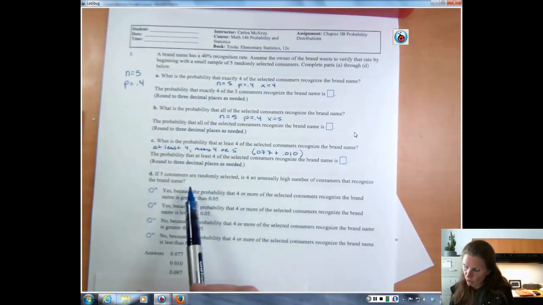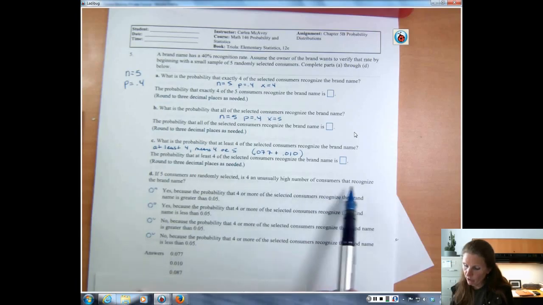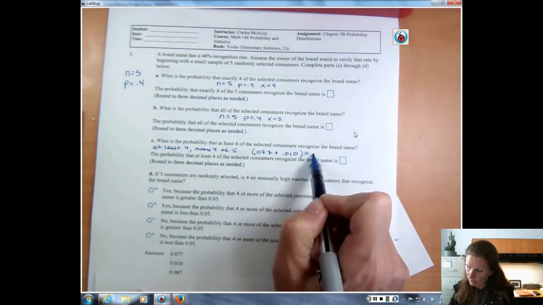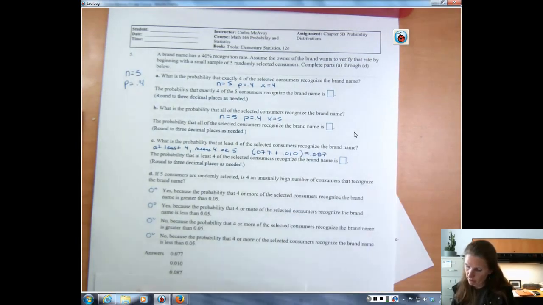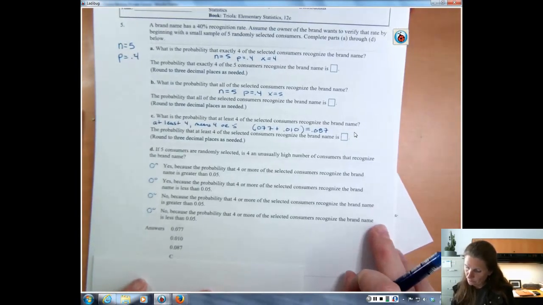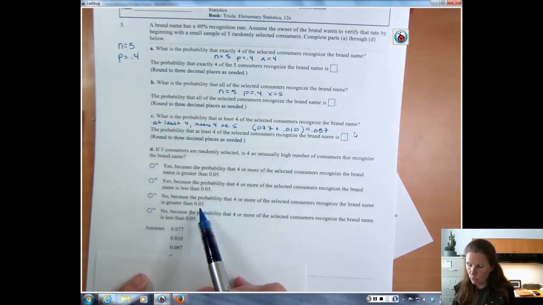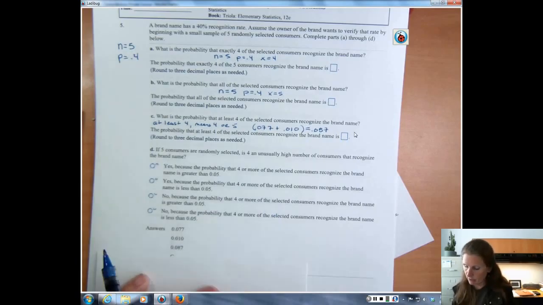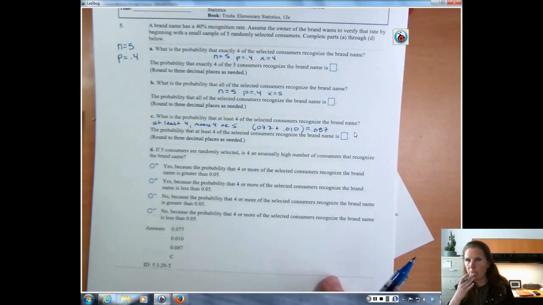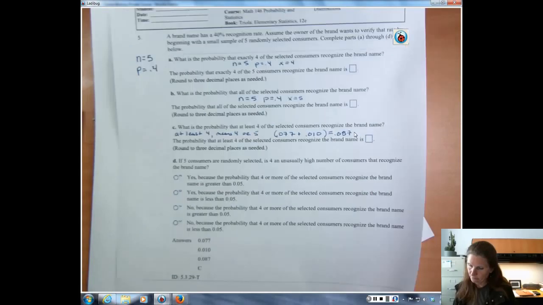If 5 customers are randomly selected, is 4 an unusually high number of consumers that recognize the brand name? Well, we added this together and I got 0.087. Is it an unusually high number? Well, you see how that probability is greater than 0.05? It makes it not unusual. Nothing's unusual about it when we get 9%, basically. So it's C, no, because the probability is greater than 0.05. All right? And that's chapter 5.3 again.